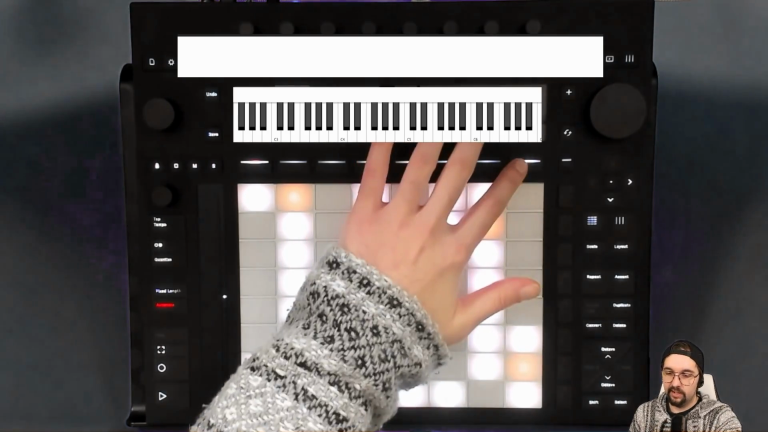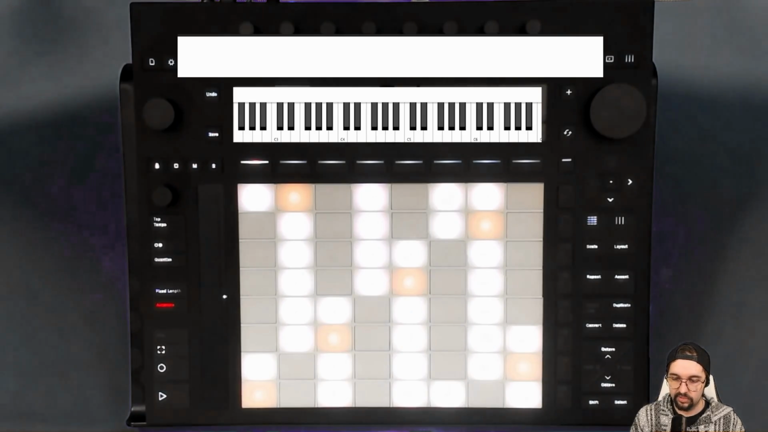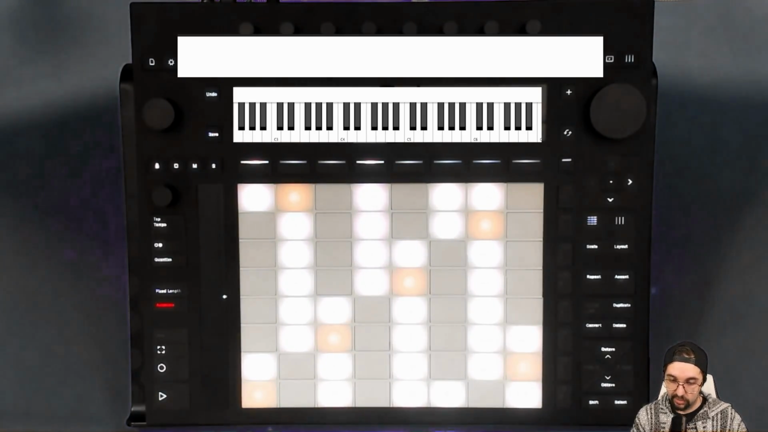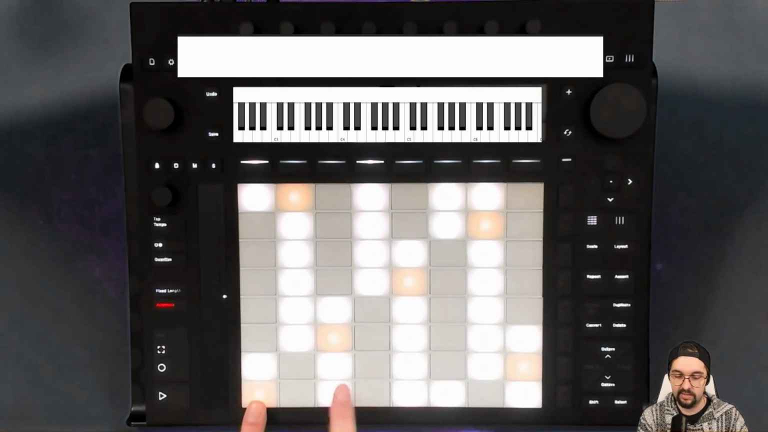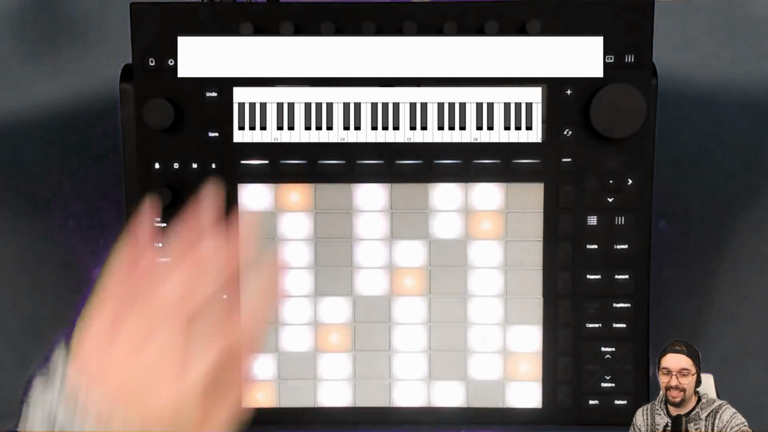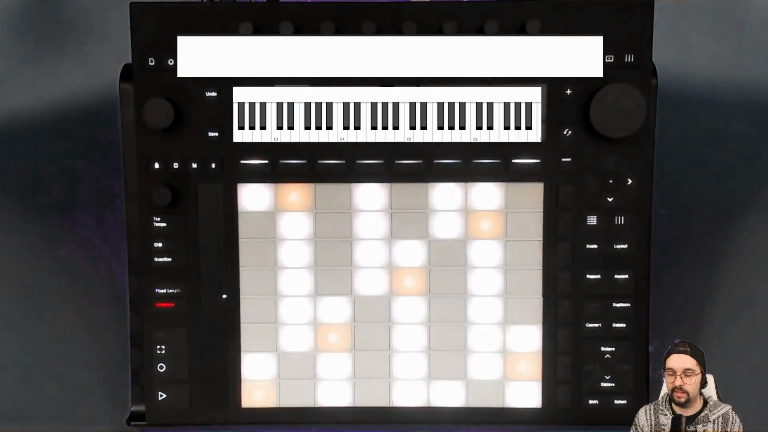So for example, if I take off fixed mode for now, which we'll talk more about later, and I go into the key of E flat, now the pads have rearranged themselves to E flat. So if you're in E flat here, we know that this is E flat, here's F, here's G, and so on and so forth. But for now, we're going to keep it in C major. I'm going to turn fixed mode back on.